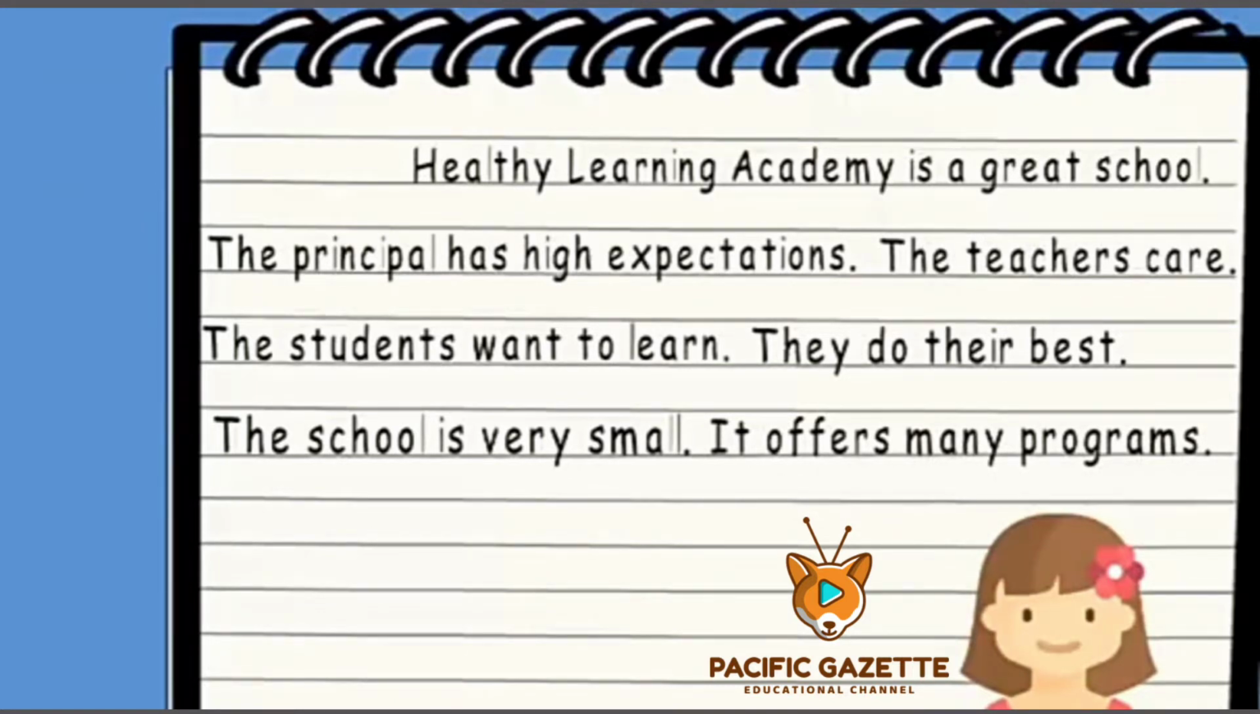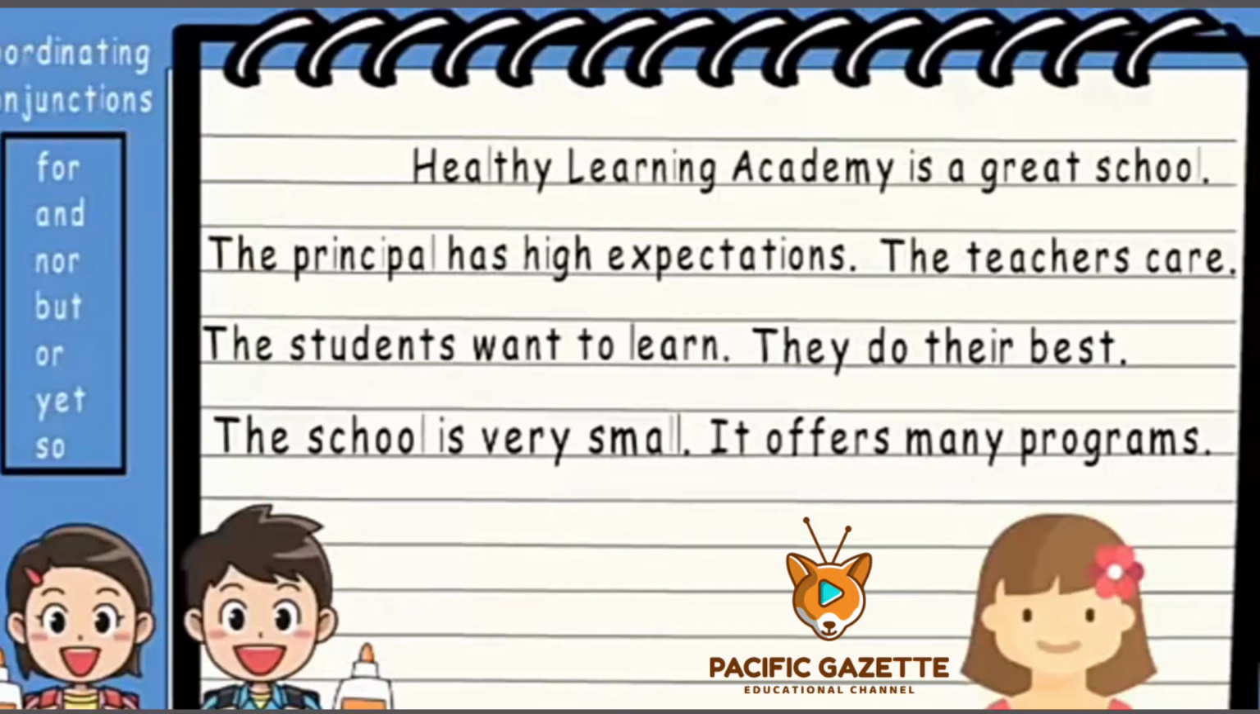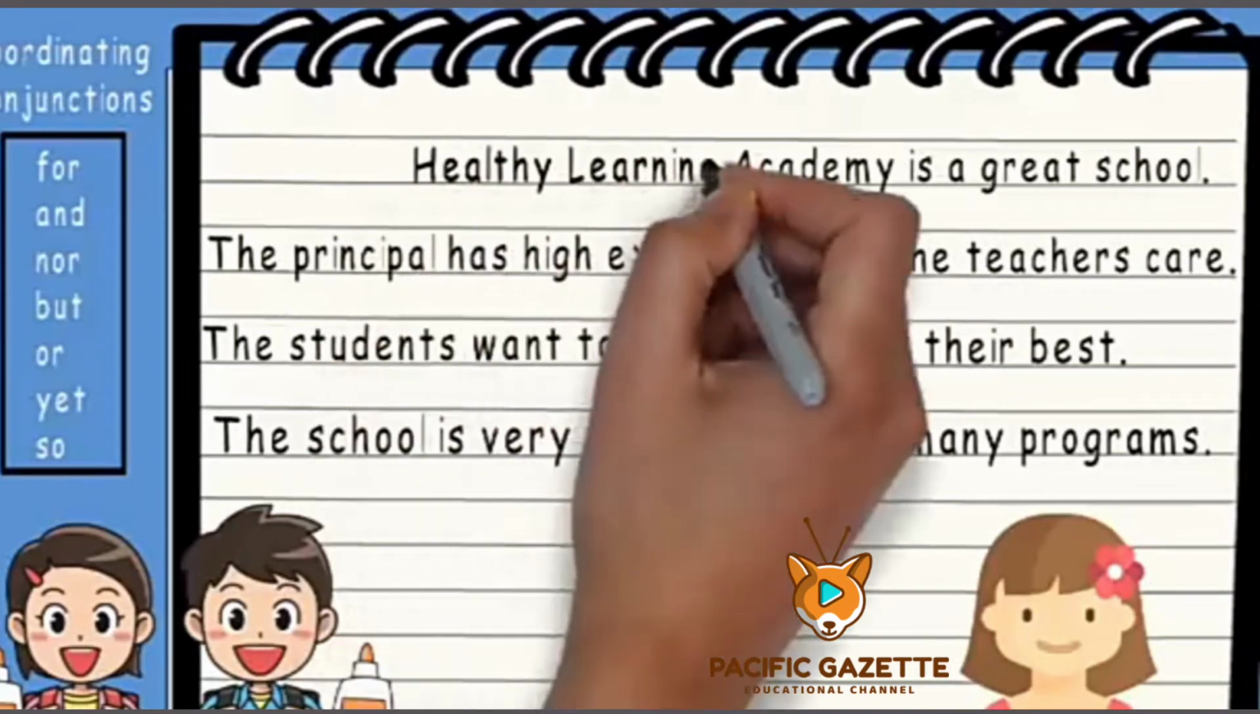Please help me to choose the correct coordinating conjunctions to be used. But before we do that, let us first recall what the coordinating conjunctions are. Always remember the acronym FANBOYS. F for, A and, N nor, B but, O or, Y yet, S so.